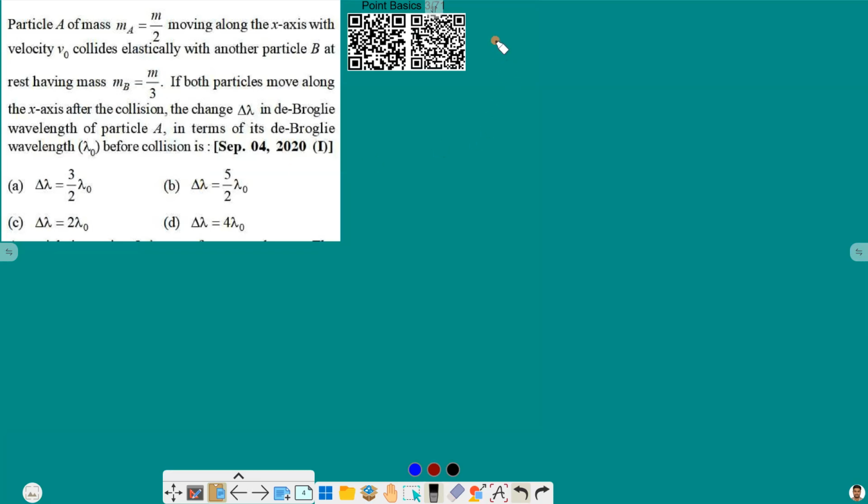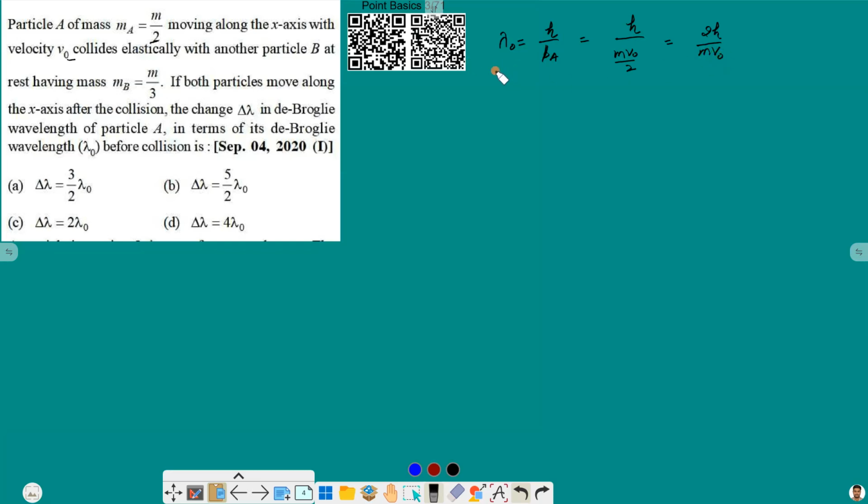So we know that the de Broglie wavelength, that is lambda naught here, will be equal to h by the momentum, and the momentum of the first particle will be Pa, let's say. So h by Pa will be, with mass of the first particle m by 2 and its velocity v naught, h by m v naught by 2, or basically 2h by m v naught. This is the lambda naught before collision.